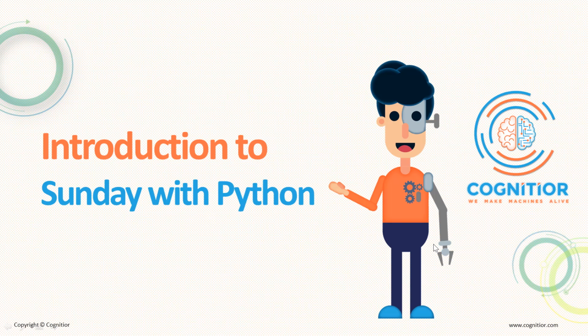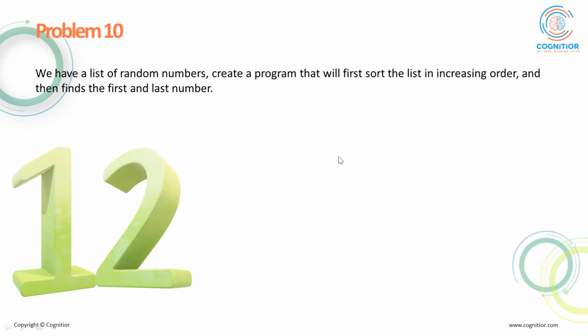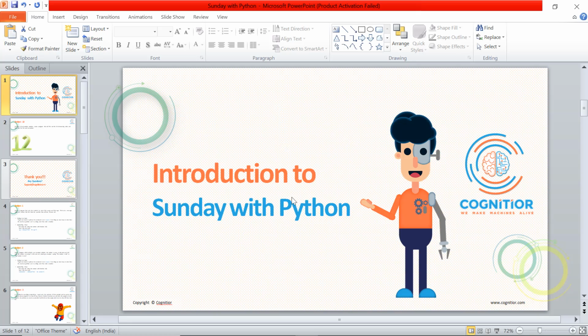Today we will talk about one more business problem in Sunday with Python. Let's try to understand that and try to solve that business problem. We have a list of random numbers. Create a program that will first sort the list in increasing order and then finds the first and the last number. Interesting. Let's try to solve this in Python.